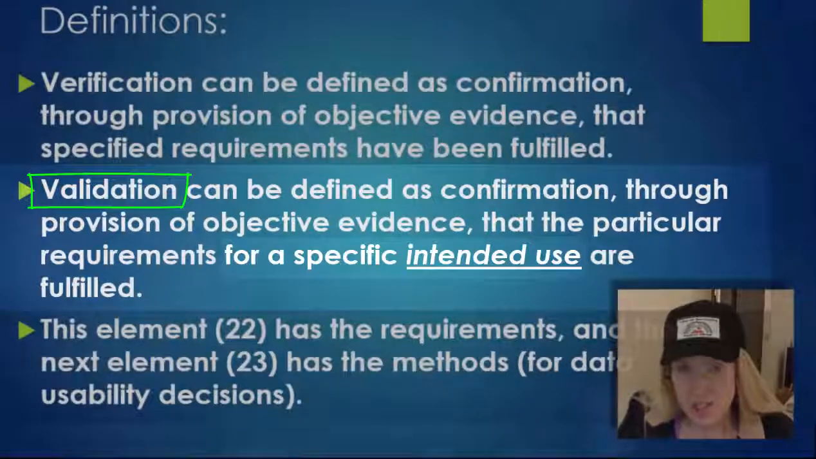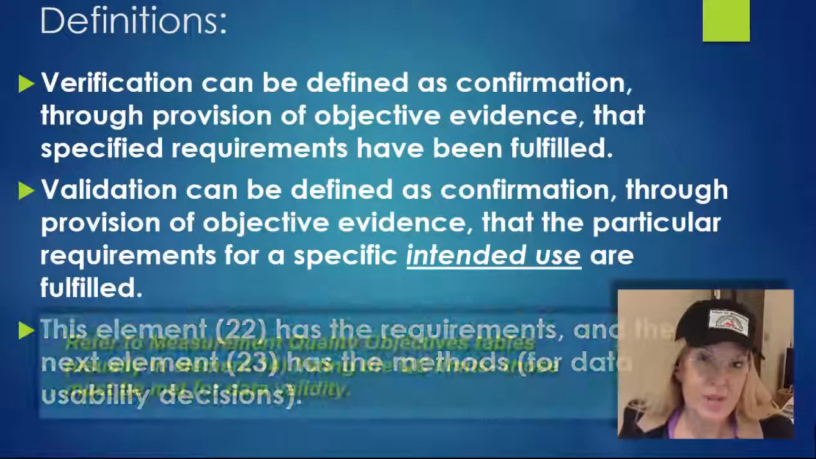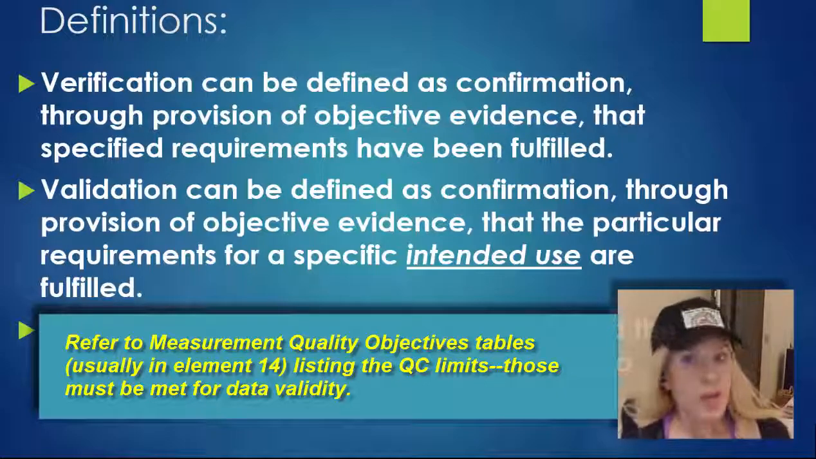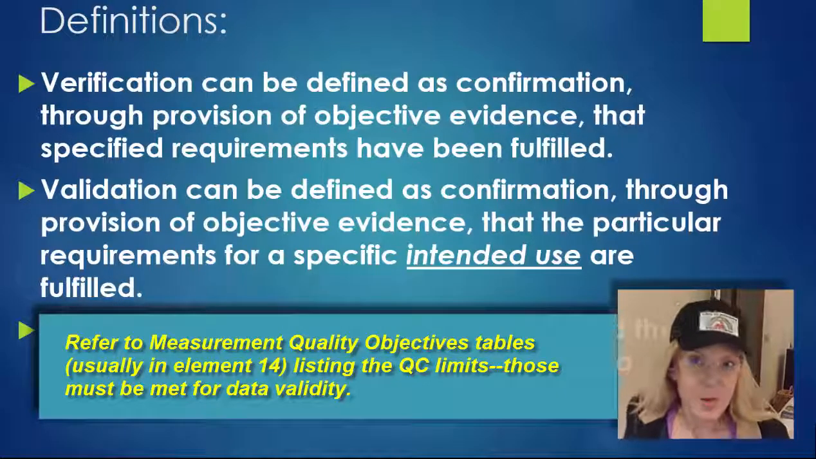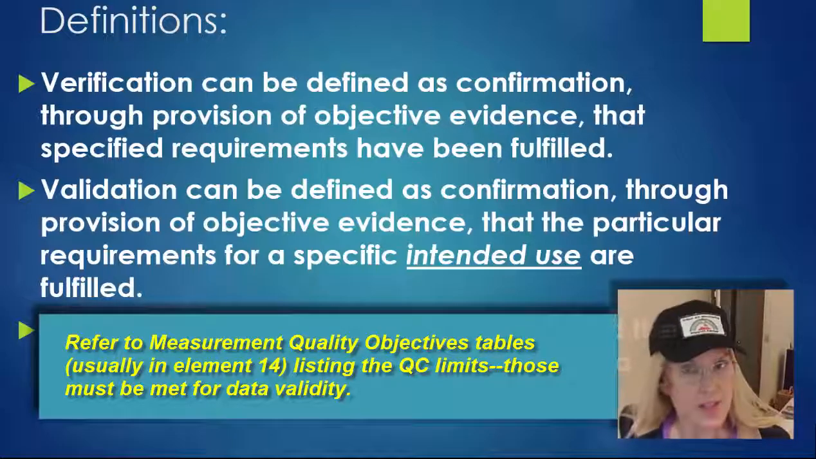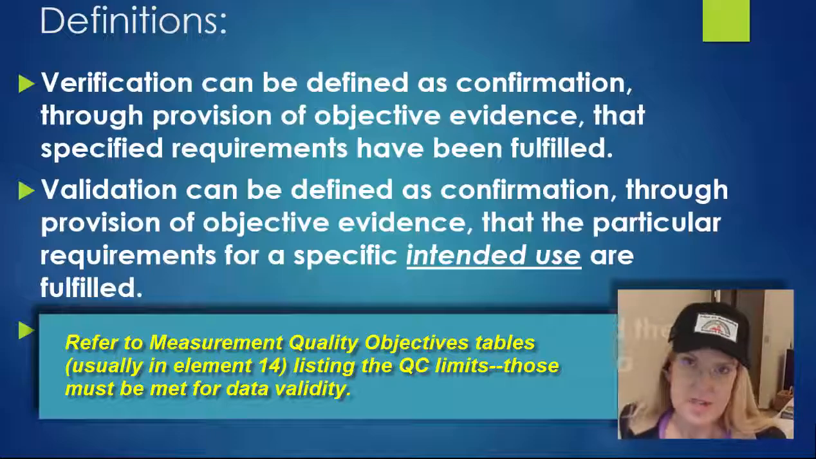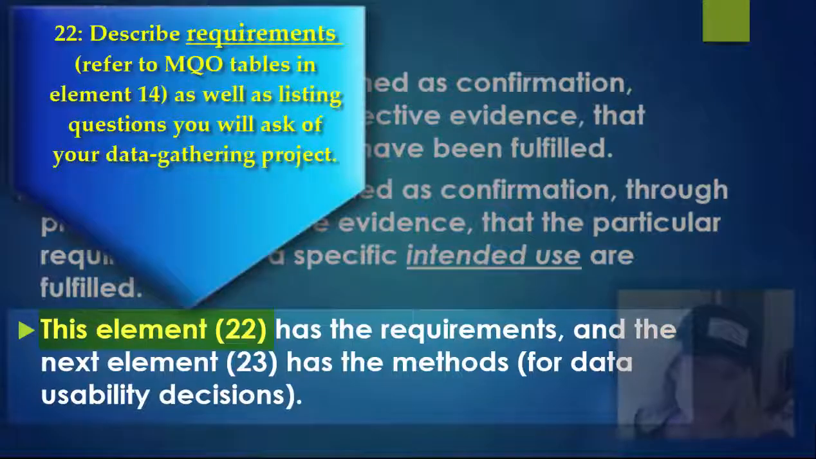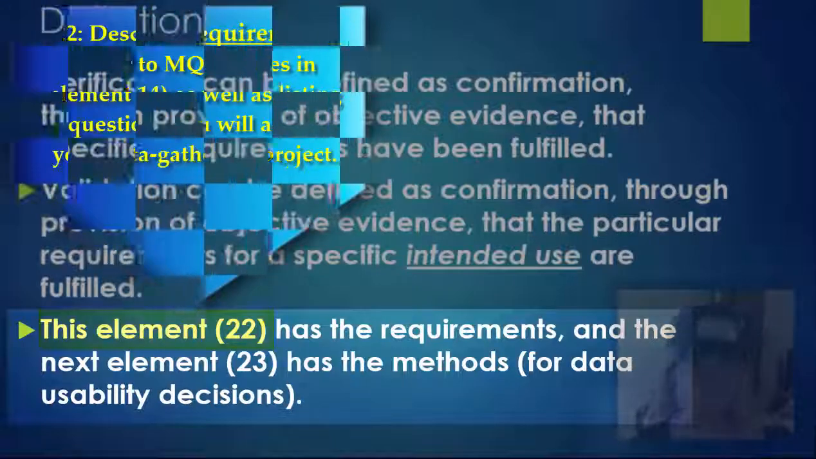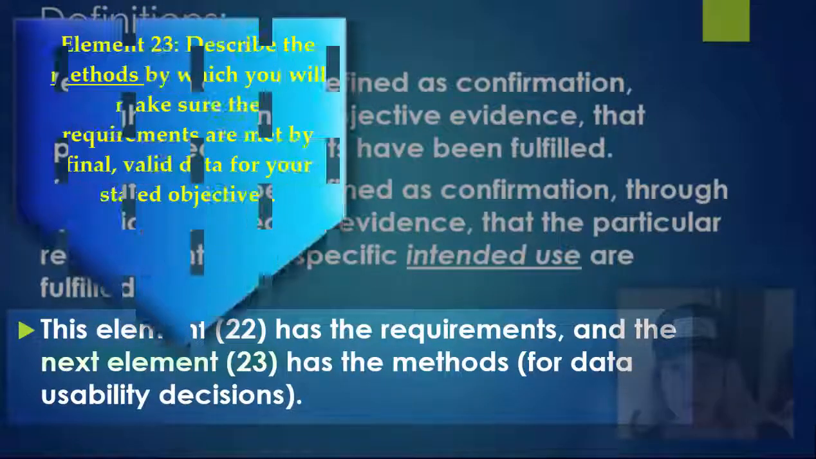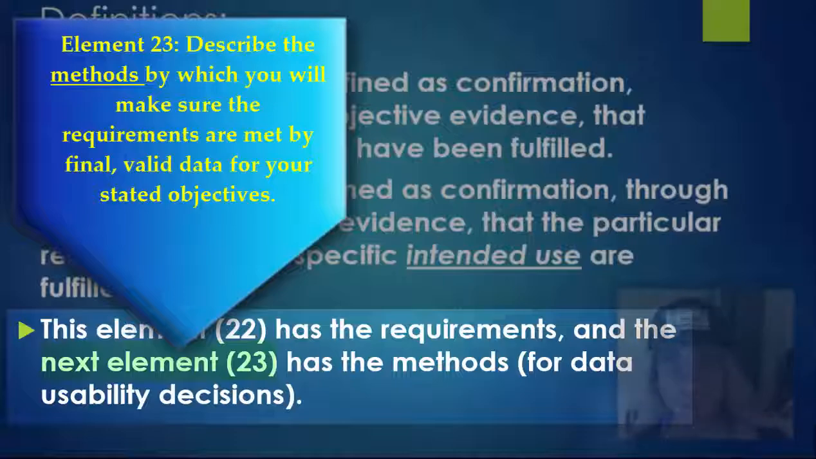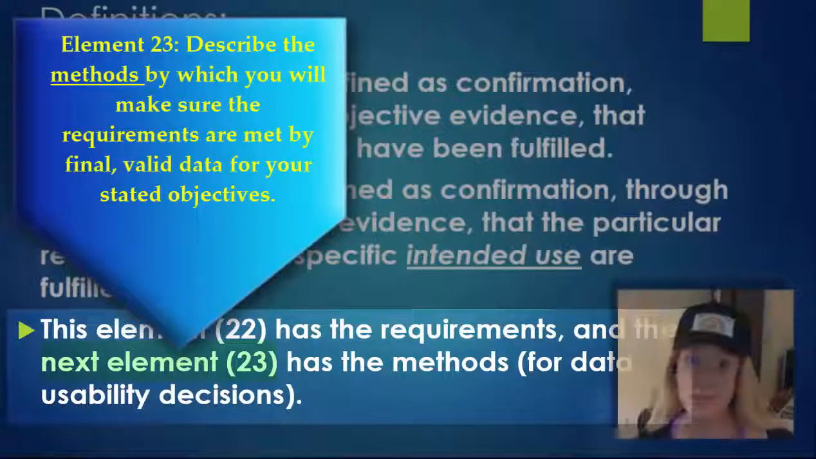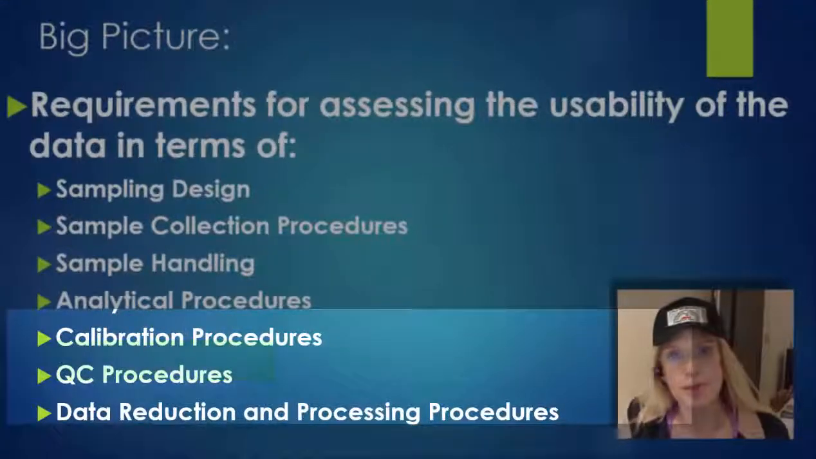So that's what validation is, but they're really pretty much related because you write your SOPs so that your data can be used to answer a question. But for now, these two things are split apart, and you just need to provide these definitions and demonstrate that you have an understanding of this specifically for your data. And again, this has the requirements. So this element is basically going to be, we are going to ask these questions to determine data usability. And then in the next element 23, you're going to say, this is how we will answer those questions to determine data usability. So you have to step back and think big picture.